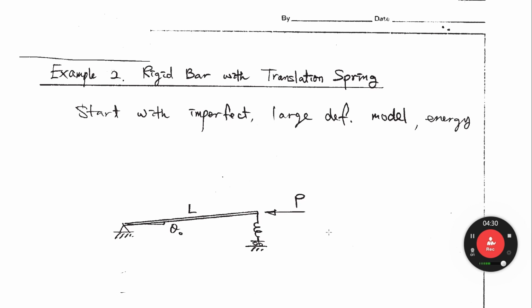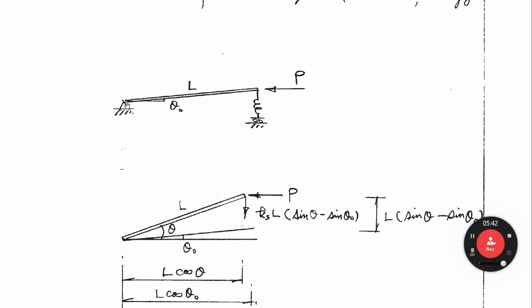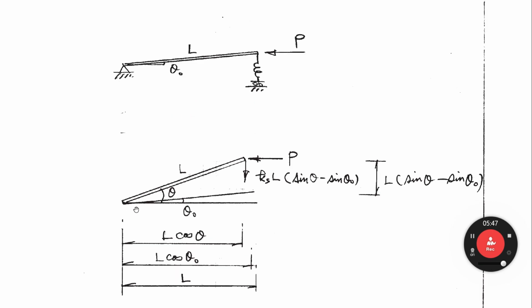Okay, let's see example 2. This is a rigid bar problem with translation spring. This is a rigid bar. This is a translational spring. Last week we began with perfect system, small diffraction, and then we moved to imperfect system, large diffraction problems like that. But in this problem, we will start with imperfect. That means we have theta 0. And large diffraction problem, this is rigid bar, original deformation theta 0.